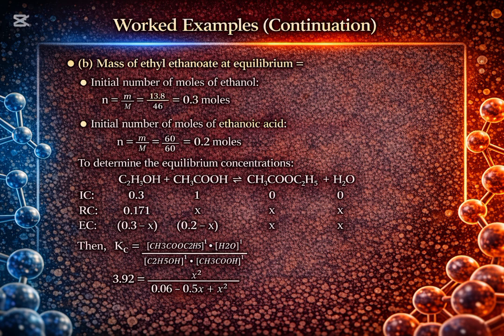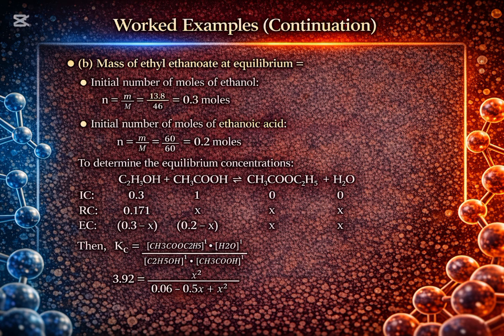The B part says we should calculate the mass of ethyl ethanoate at equilibrium. Now in the B part, they give us different masses. They didn't give us the mass of any of them that are left at equilibrium. So it means that we are looking for X.